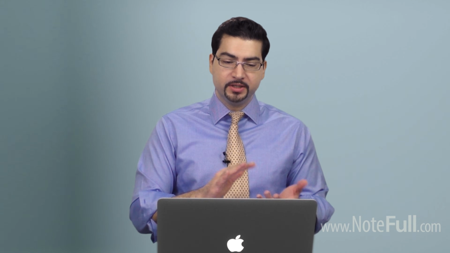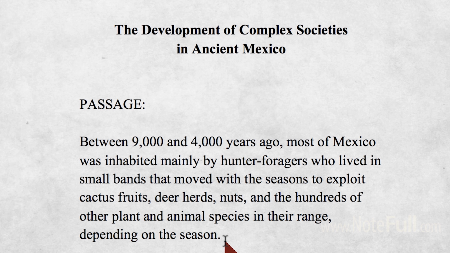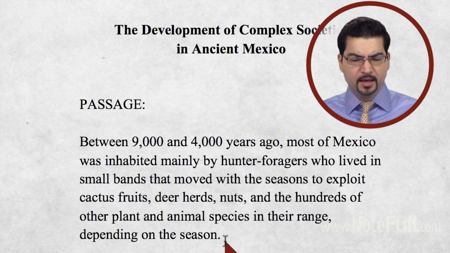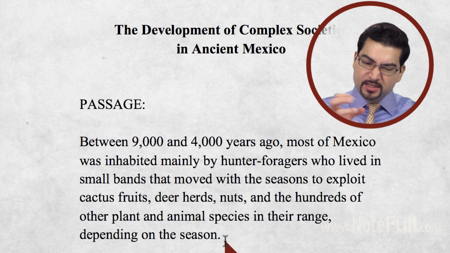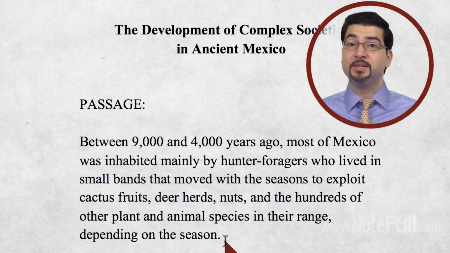So I read that piece and then I read the next piece. Most of Mexico was inhabited. Okay, I understand that. Between a certain period of time, 9,000, 4,000, most of Mexico was inhabited. What does that mean? Not all of Mexico, so some of it wasn't inhabited, some kind of understanding. Now I read the next part. Mainly by hunter-foragers. Okay, I get that. This kind of people, hunter-foragers. I keep reading. Who lived in small bands. Okay, maybe I am not quite sure what that means, but maybe something small. They lived in some small what? Communities, groups, villages, something like that, right?